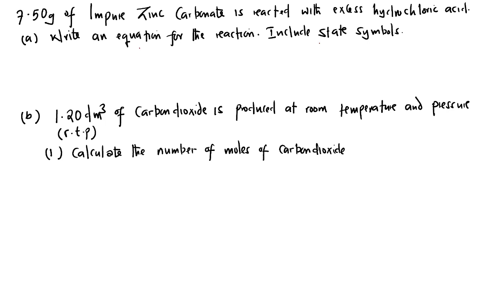Welcome to today's tutorial. In our tutorial today, we're going to look at this revision question that is coming from More Concept. The question reads, 7.50 grams of impure zinc carbonate is reacted with excess hydrochloric acid. Write an equation for the reaction, include state symbols.